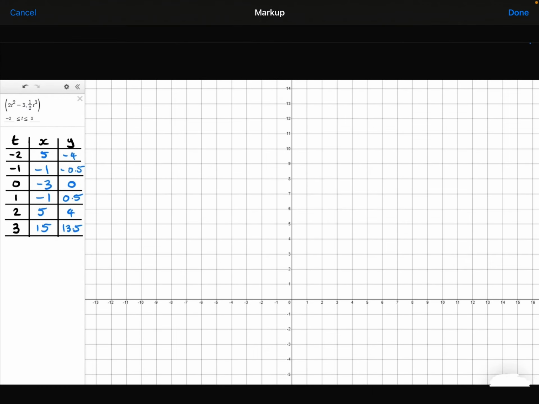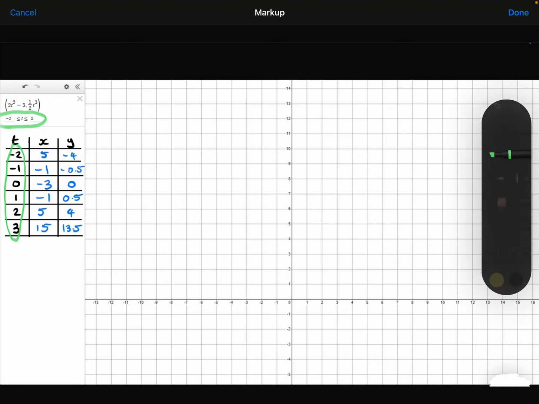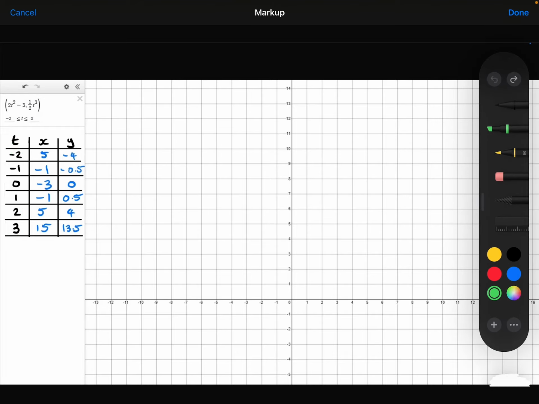So here I have taken the domain of minus 2 to 3. And then all I've done is I've substituted the t value into the x equation. So 2 times minus 2 squared minus 3 is 5. Then I've done the same thing with the y. I've done a half times minus 2 cubed and got minus 4. So when t is minus 2, the x coordinate is 5 and the y coordinate is minus 4.